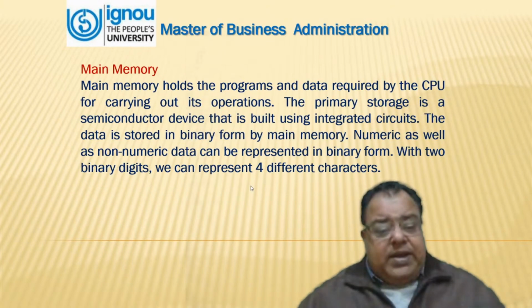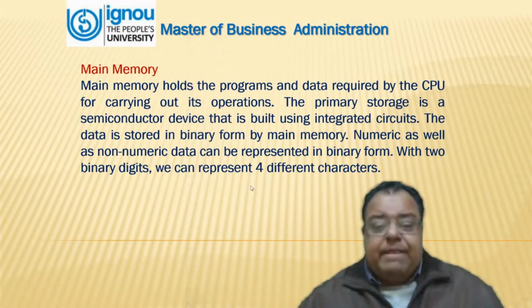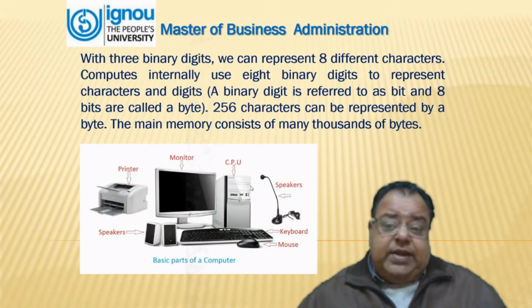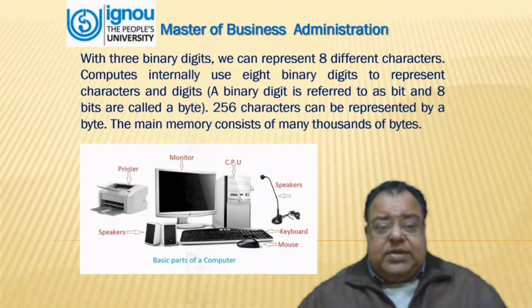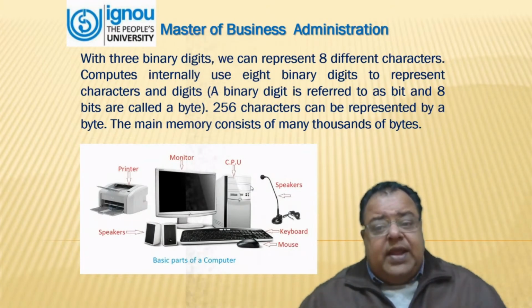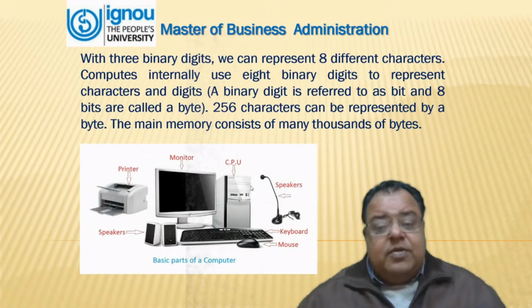With two binary digits, we can represent four different characters, simply 2 raised to the power n. With three binary digits, we can represent eight different characters. Computers internally use eight binary digits to represent characters and digits. A binary digit is referred to as a bit, and eight bits are called a byte. 256 characters can be represented by a byte. The main memory consists of many thousands of bytes.